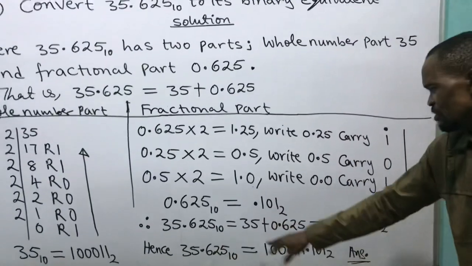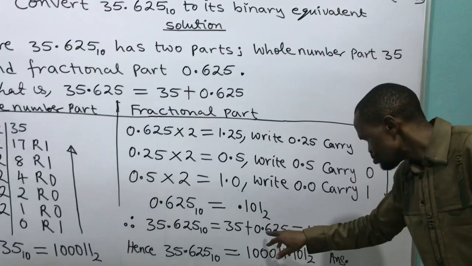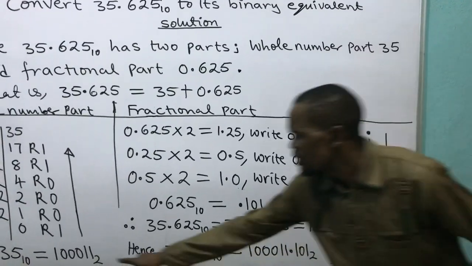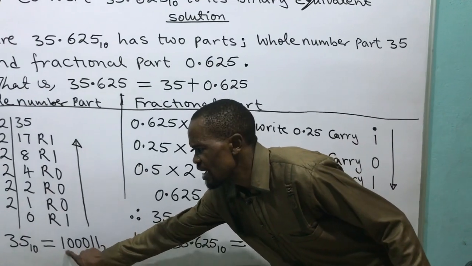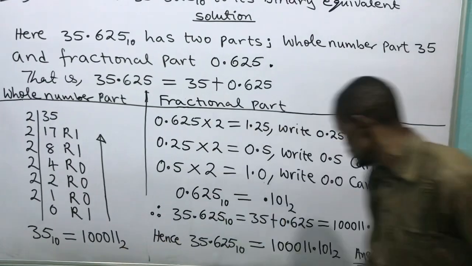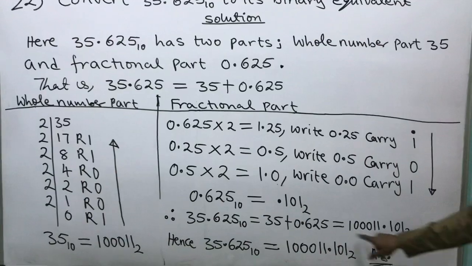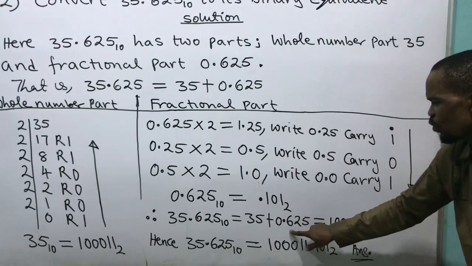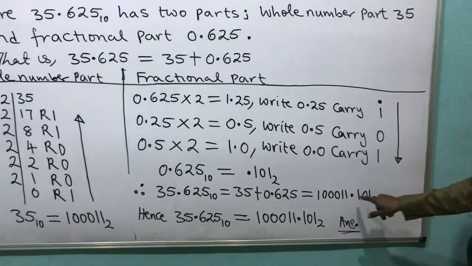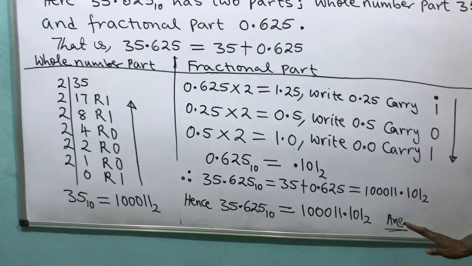35.625 base 10 is 35 plus 0.625, which is equal to, where is my 35? Look at it. Look at over here. Look at my 35. 100011 base 2. Look at it. 100011. Are you seeing it now? What's the next? The next one is this. And what is that? Point 101. And that's what you see. Point 101 base 2. And I say hence, in full, which is our answer now.